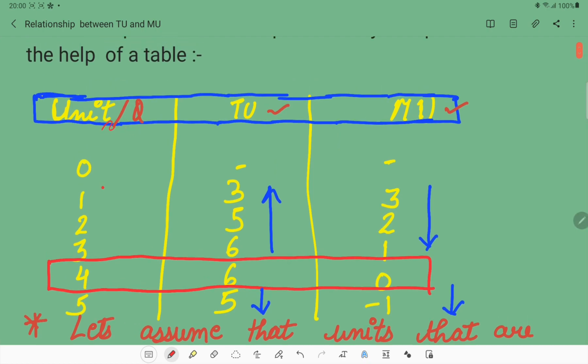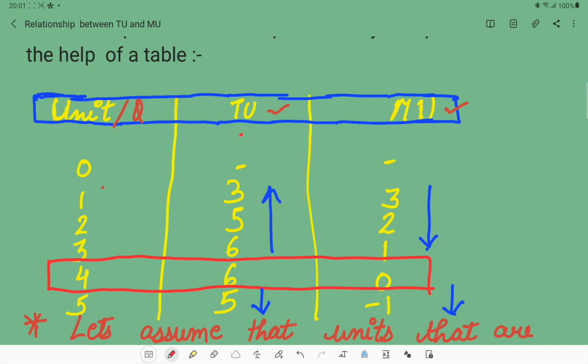Here is a table. The units are 0, 1, 2, 3, 4, 5. These units are the quantity of a commodity being consumed by the consumer. This is the total utility and this is the marginal utility. The formula of TU is sigma MU. Like 3, then 3 plus 2 is 5, then 5 plus 1 is 6, 6 plus 0 is 6, then 6 minus 1 is 5. So this is how the total utility has been calculated.